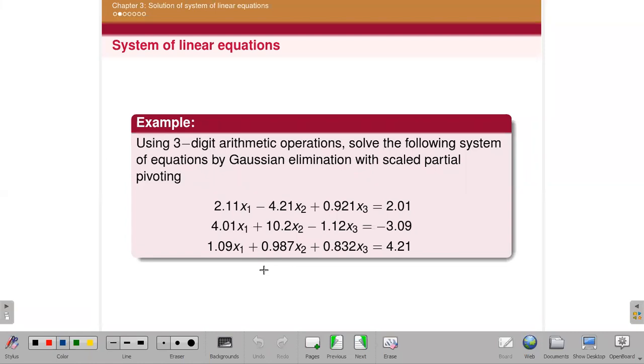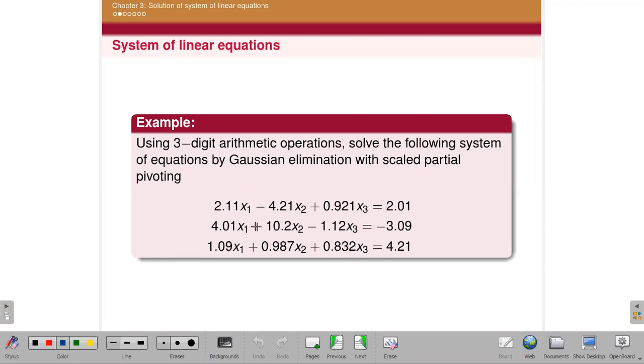Using 3-digit arithmetic, yes. Ma'am, after the example, can you please explain the properties again? Yes. Okay. So using 3-digit in the example also we can discuss it.